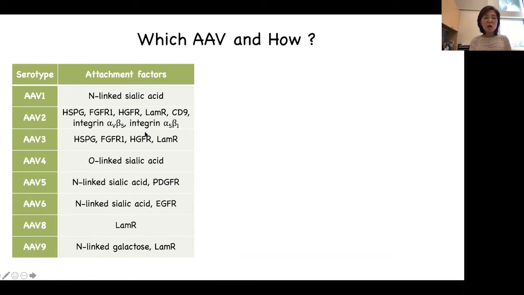They used to be called the AAV receptors, but now that the protein receptor for all AAVs is identified, we should call these attachment factors. So which AAV are we going to use? We chose AAV9 simply because in mice, AAV9 was shown to be the most muscle tropic vector.